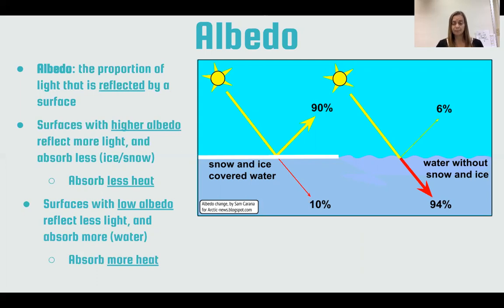Surfaces with low albedo, on the other hand, reflect less light, they absorb most of the light, and they absorb more heat. So we talked about this initially when we talked about positive cycles, that when the ice melts, that decreases the albedo, which allows the water to absorb more heat, which causes more ice to melt. And so we have a positive feedback loop.